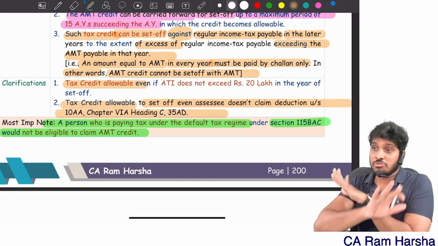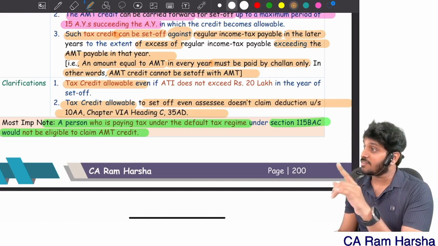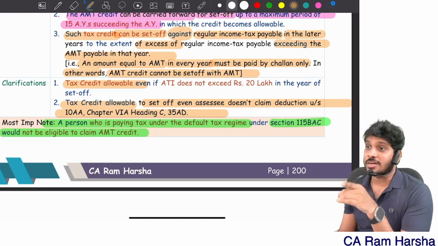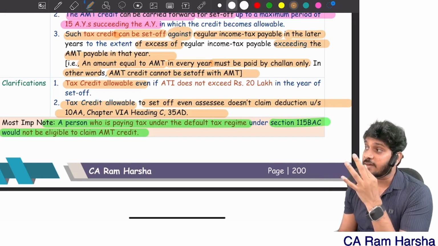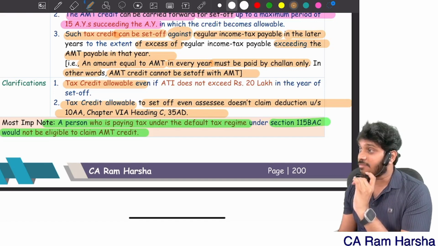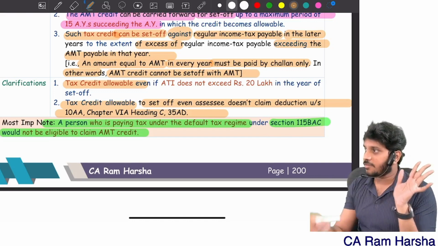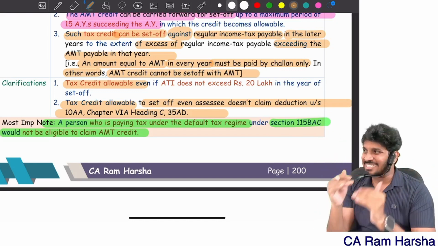Sir, this year no deductions at all, sir. AMT itself is not applicable, sir. Sir, moreover, I am going for default tax regime, sir. If at all you are claiming default tax regime, AMT credit will be lost. If at all you are claiming default tax regime, AMT credit will be completely lost. If you are going with optional tax regime, you can set off.